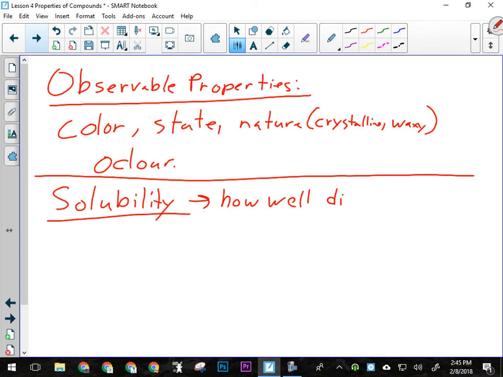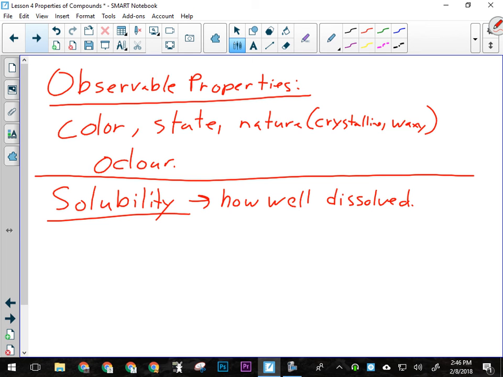Okay? We said ionic compounds typically dissolve very well. Molecular compounds, not always. Does that mean there are some? Yes, some that do, but most don't. So if I've got a bunch of compounds and I test all their solubility, any ones that don't dissolve are not ionic, most likely.